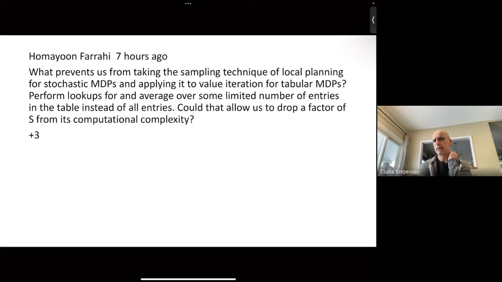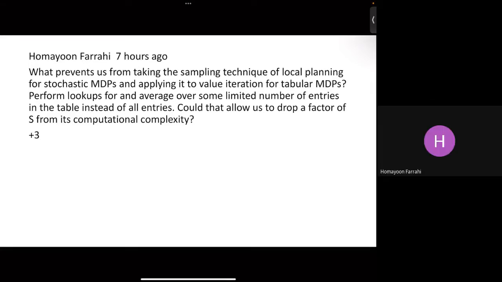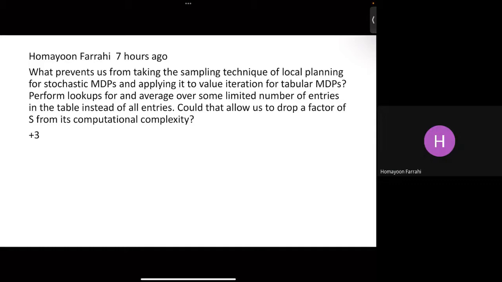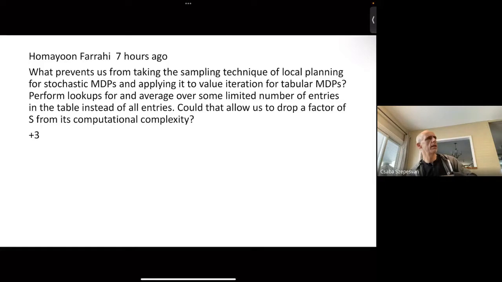So local planning only has to propose an action for the state that the agent is in. Okay. But value iteration computes optimal actions for all states. For example, could the sampling technique be applied to all states at once, like the way value iteration does? Right. The first thing that comes to mind is, wouldn't this cost us at least as much as the number of states just to write down the answer?